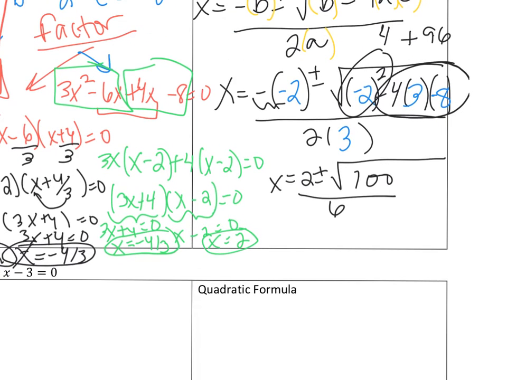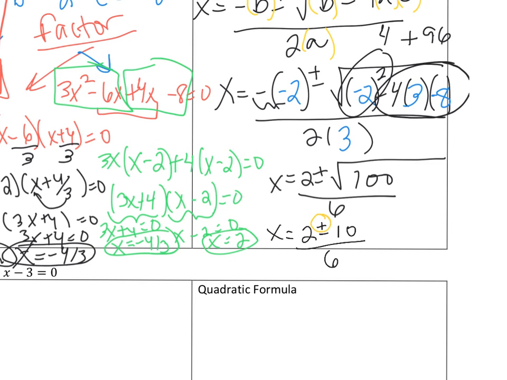Now, a lot of you need to watch from here because some people are only writing one answer. So we have x equals 2 plus or minus the square root of 100, which is 10, right? 10 times 10 is 100, all over 6. Now from there, you should have two answers.